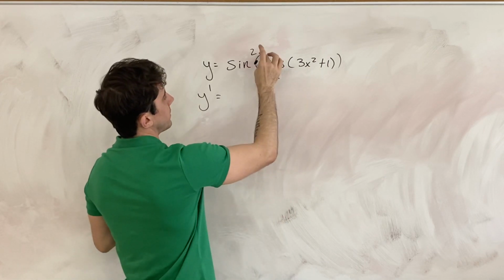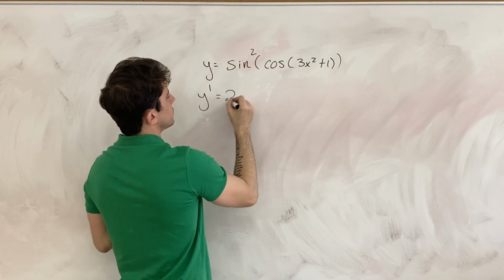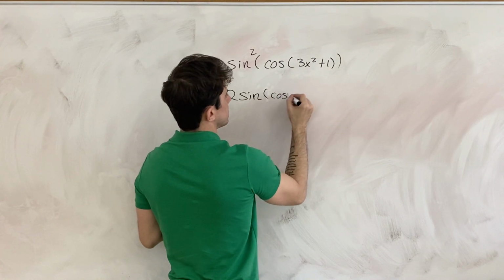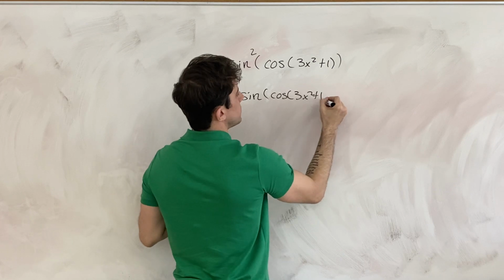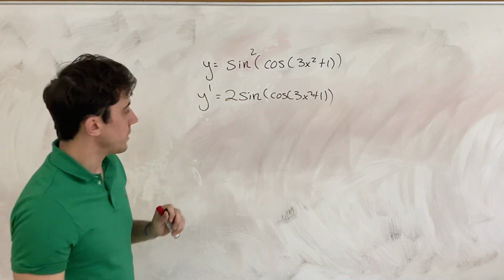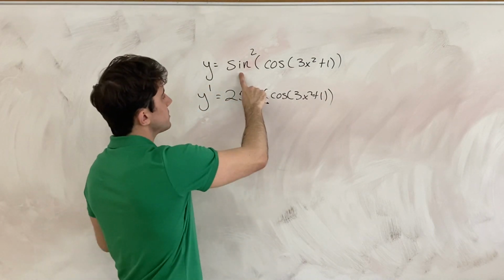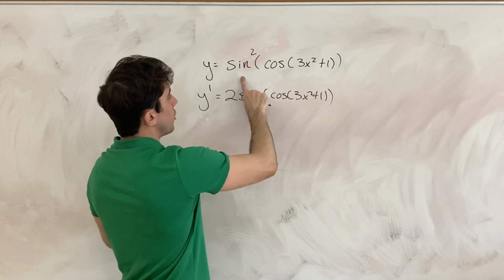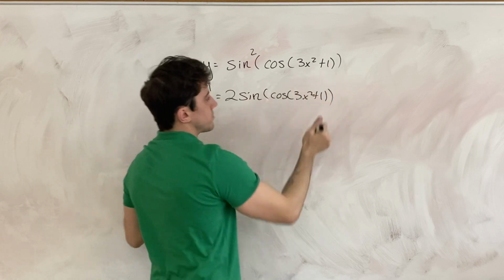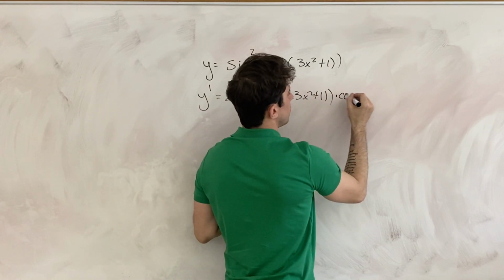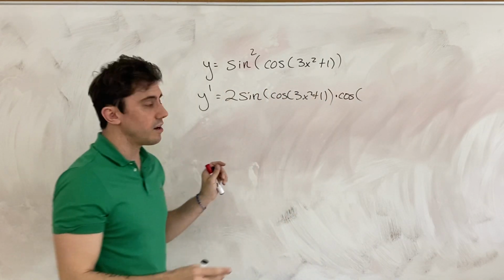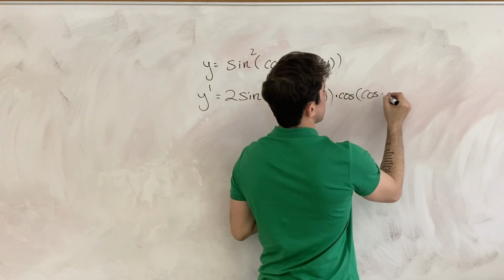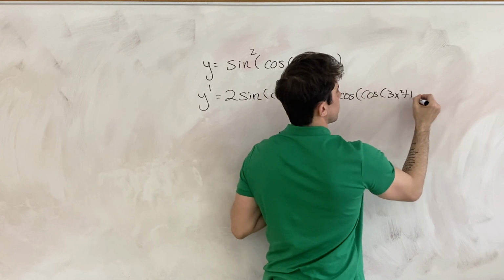So let's start off by using the power rule on sine. We'll have 2 sine of still everything inside the bracket, cos of 3x squared plus 1. Now we have to use the chain rule and apply that to the sine. So the derivative of sine is cos. So now we have to multiply this by the cos of everything inside these brackets. So times cos of, I know this is a little odd, but cos of 3x squared plus 1.